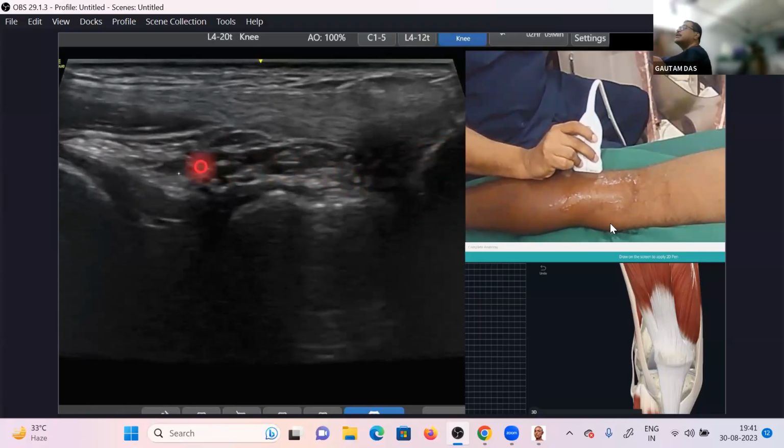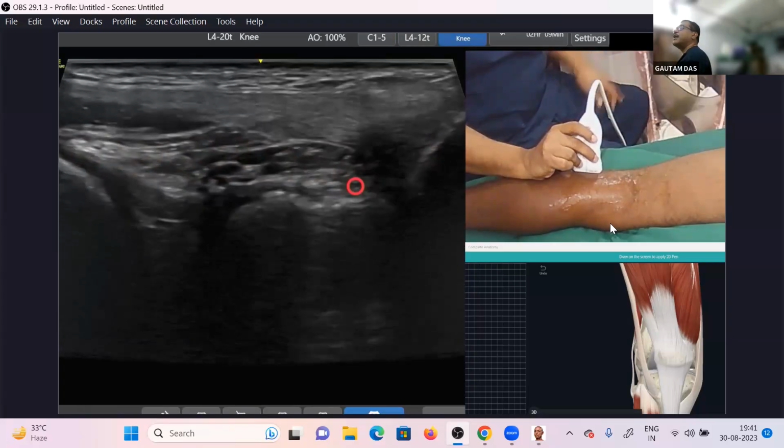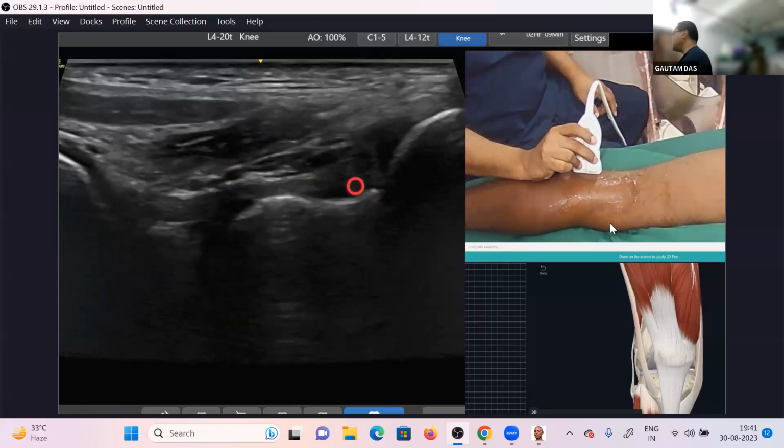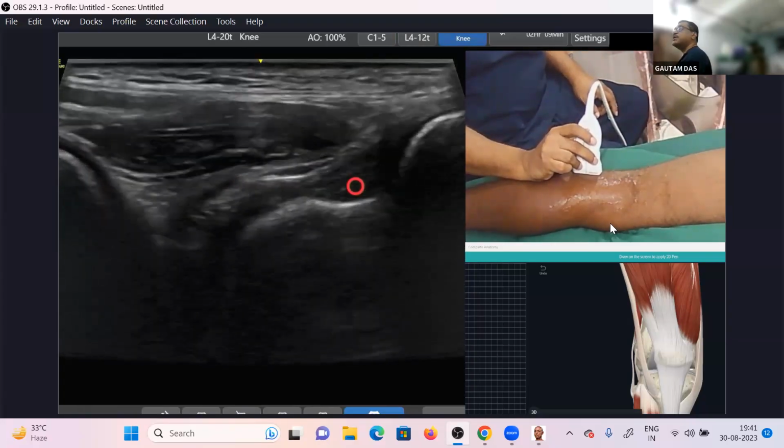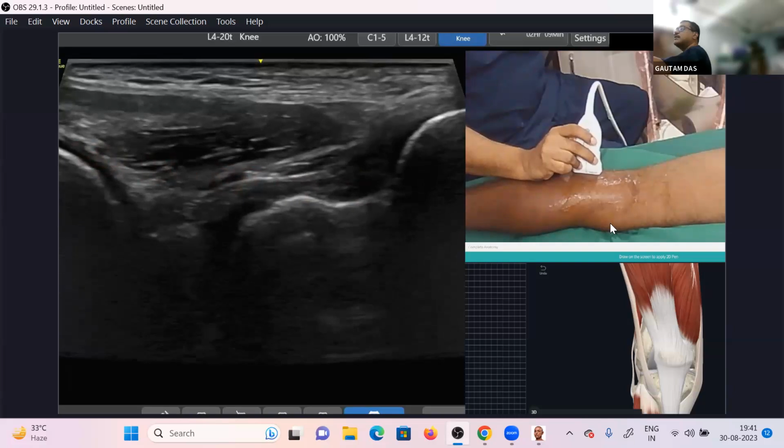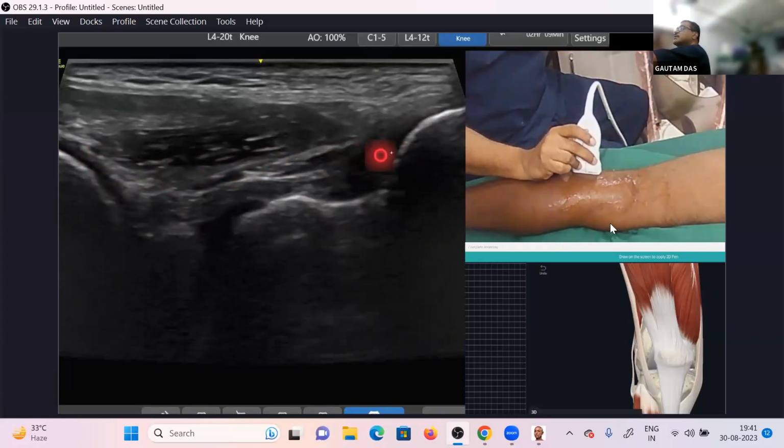The whole thing is very thick. Now, if I'm tilting the proximal end of the probe, what is this? This is your condyle, your lateral condyle. This is your tibia. This is your fibular head. And this thick ligament is this thick ligament.